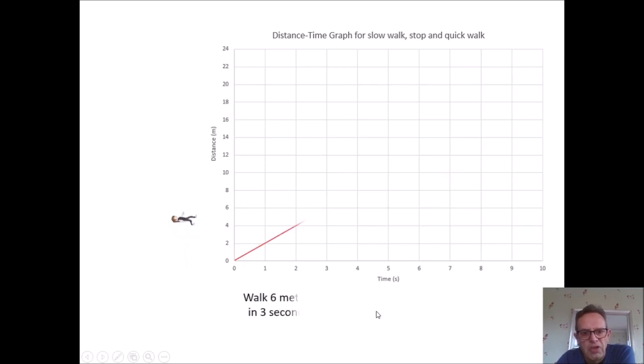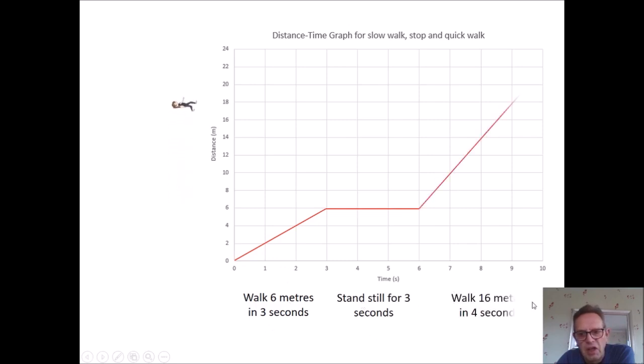Okay, so if we just watch that again, here she goes. She walked 6 metres in 3 seconds, stood still for 3 seconds, and walked 16 metres in 4 seconds. I'm hoping you can already think that that means you can work out the speeds in those times. So if she did 6 metres in 3 seconds, she was doing 2 metres every second. See from the graph here, 2 metres in the first second, another 2 metres in the second, another 2 metres in the third second. Then she didn't move at all.